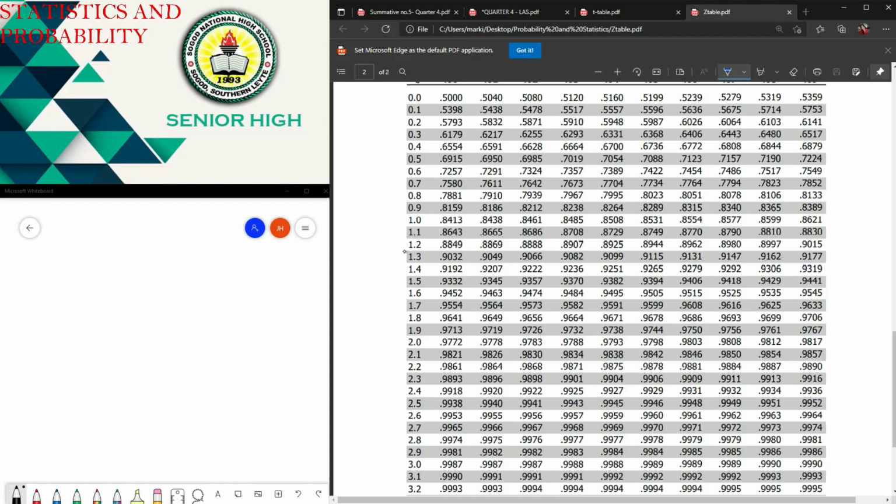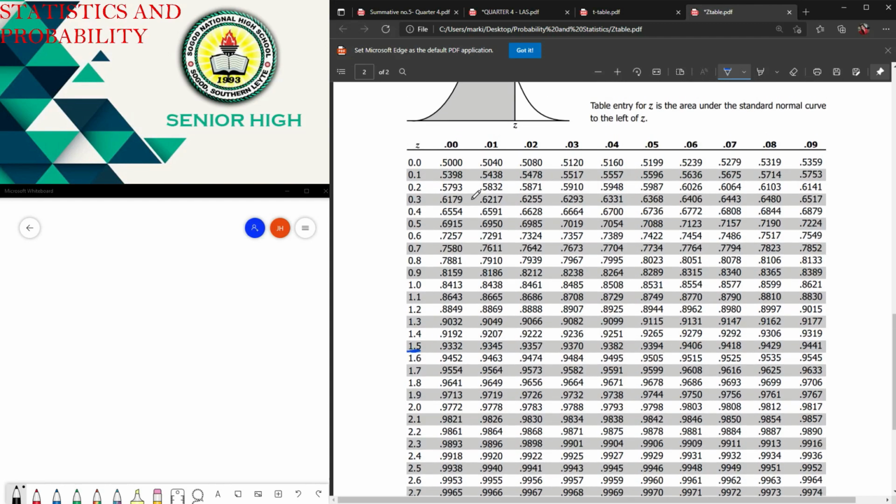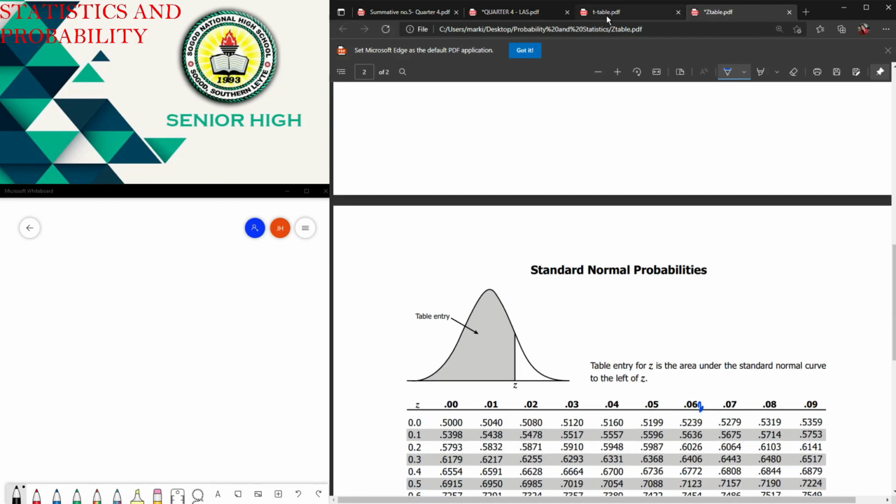Let's have a review. 1.5 and then 6, this one. In this line, where's the intersection? There you go. Do we have the same answer? It's 0.9406. Do we have the same answer? Okay, that's good. Let's continue.